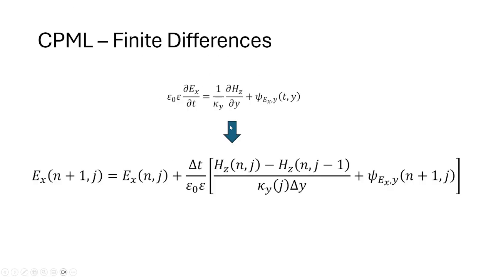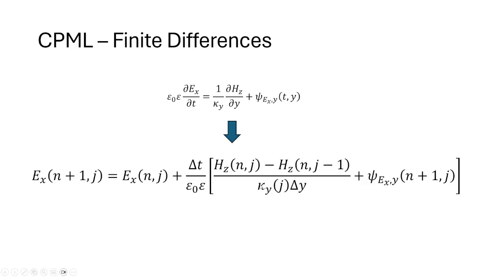So finally, we have our finite difference update equations for our Maxwell's equations in the PMLs. And so they're very similar to what we had before. So Ex at n plus 1 depends on Ex at n plus, here inside the brackets, we have first our magnetic field derivative with respect to y, and we have this kappa y term. So again, this kappa y term is going to be 1 everywhere in the FDTD domain except for in the PMLs. It's going to be bigger than 1 in the PMLs.